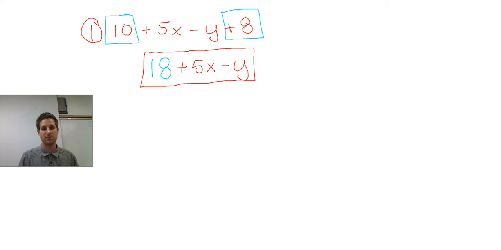So this is actually our most simplified form. We have 3 different terms here. We have 18 as a constant, 5 is the coefficient of this term, and this is actually a coefficient of -1. Okay, let's take a look at another problem.